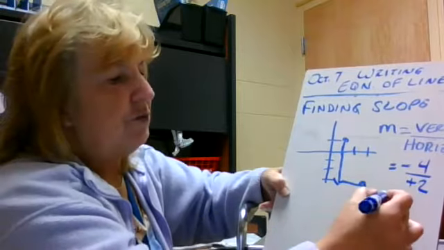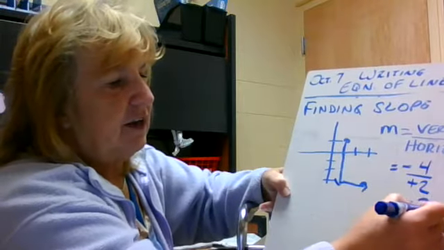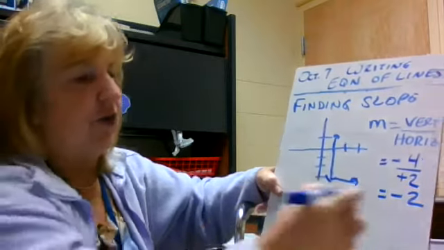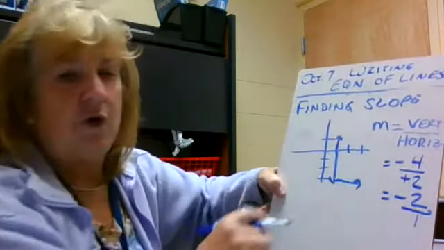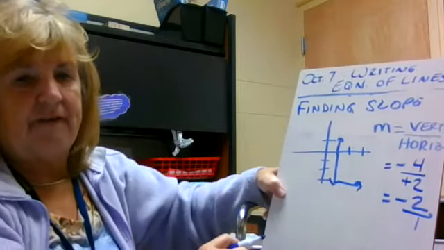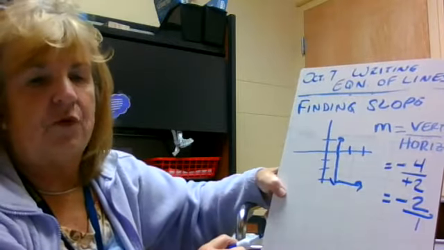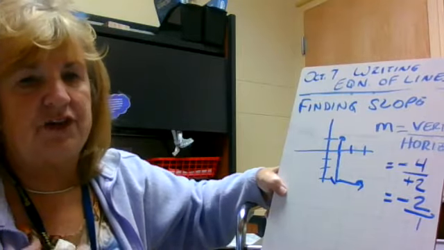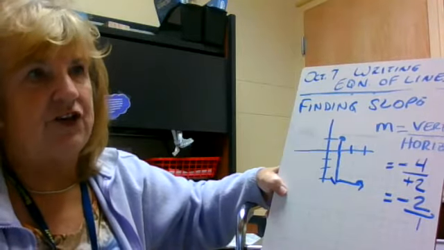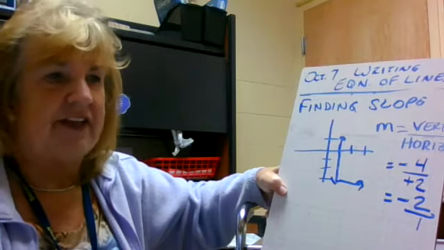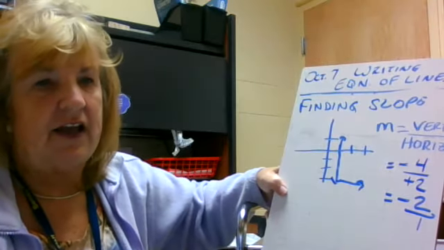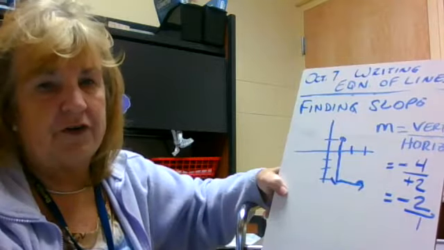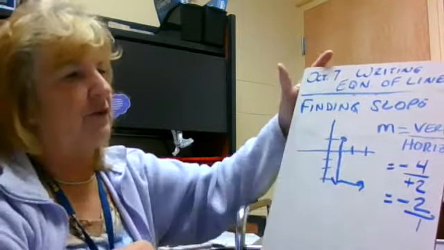And then all you do is reduce that. The slope of this line is negative 2. You can write it negative 2 over 1 if you want to. So if you're given a picture, a graph, all you have to do is count the spaces as you move from the left-hand dot to the right-hand dot. And remember, you always do the vertical movement first and then the horizontal movement.